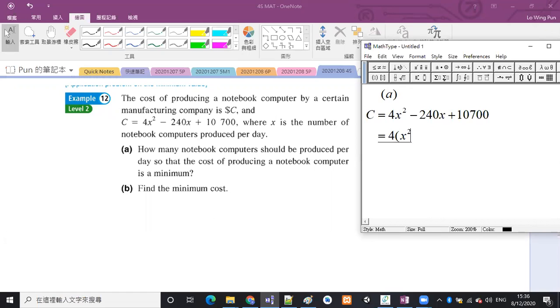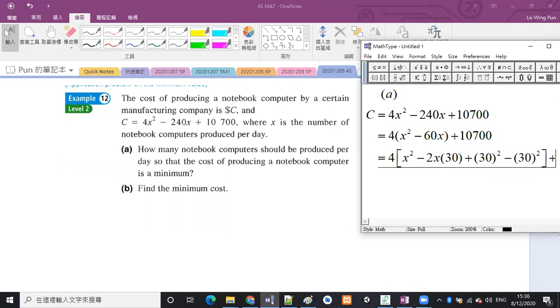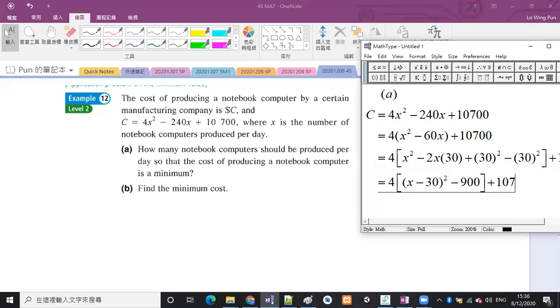Part A, just write down the function, the quadratic function, and then we need to take out the A, so that is x squared minus 60x, and then plus 10700, and then it's equal to 4 times x squared minus 2x 30 plus 30 squared. Minus 30 squared, and then plus 10700, is equal to 4 times x minus 30 squared minus 900, okay, and then plus 10700.